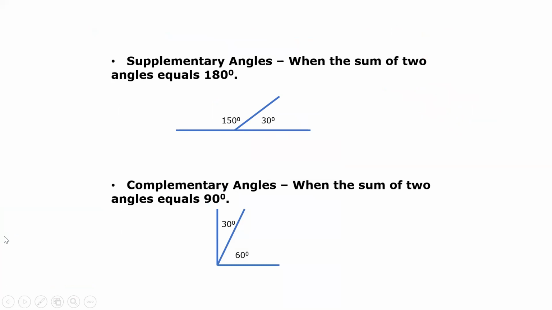So just to review, supplementary angles, when you add those two numbers together, you get 180 degrees. They always form a straight line together. Straight lines are always 180 degrees. Complementary is when you have two angles that add to be 90. Together they make a right angle. Remember, that little box represents a 90-degree angle.